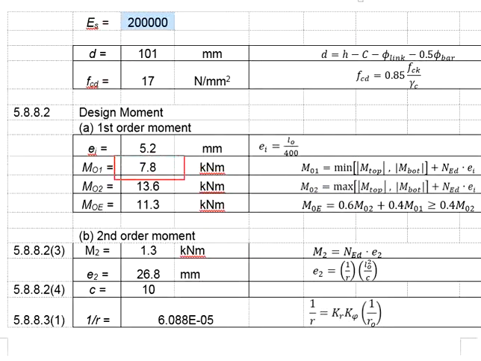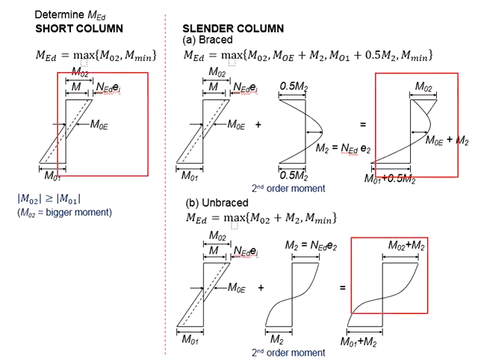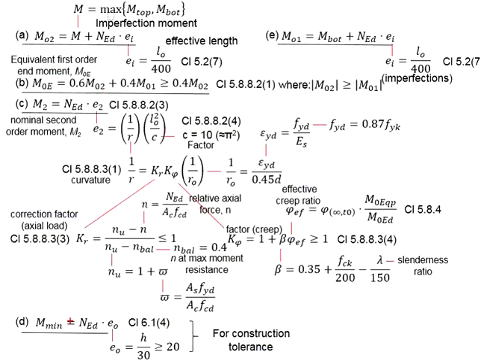MO1 is 7.8 plus half of the M2. And then lastly, the M-min. The M-min will be the same throughout all types of column. None of the calculated values here should be smaller than M-min. It is calculated by multiplying the axial loads times the eccentricity due to the construction's tolerance.